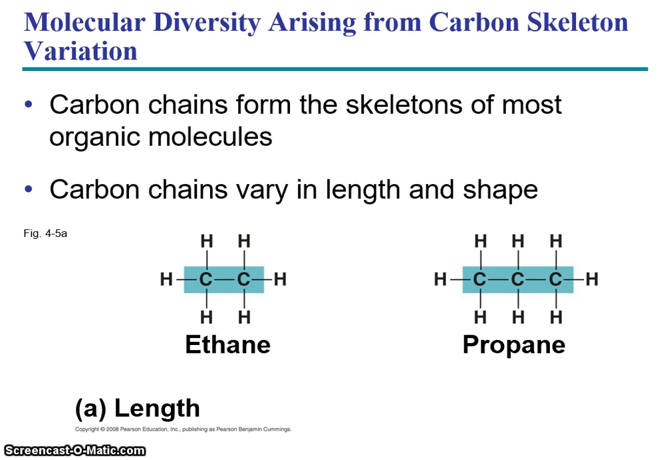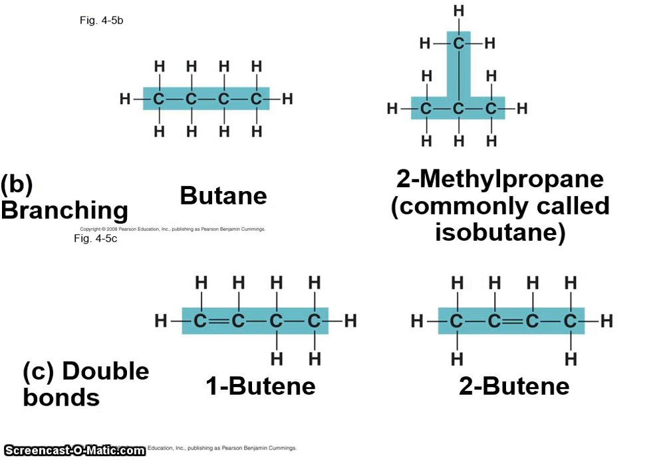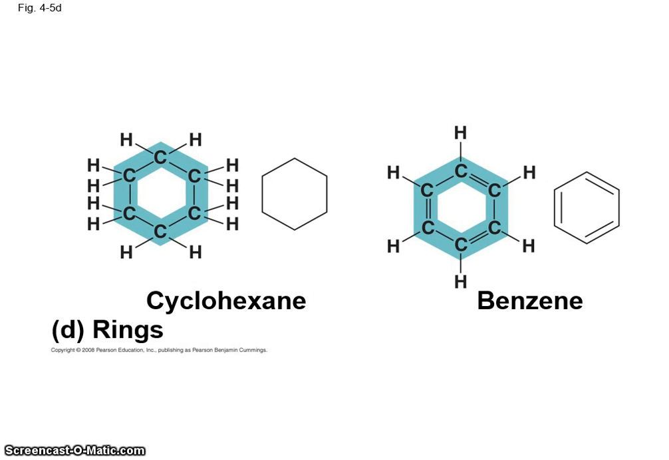So we talked about different lengths, we talked about the different branching, we talked about single bonds versus double bonds, and we also talked about carbon forming rings. So those are the 4 different ways that carbon makes a very, very diverse number of molecules.